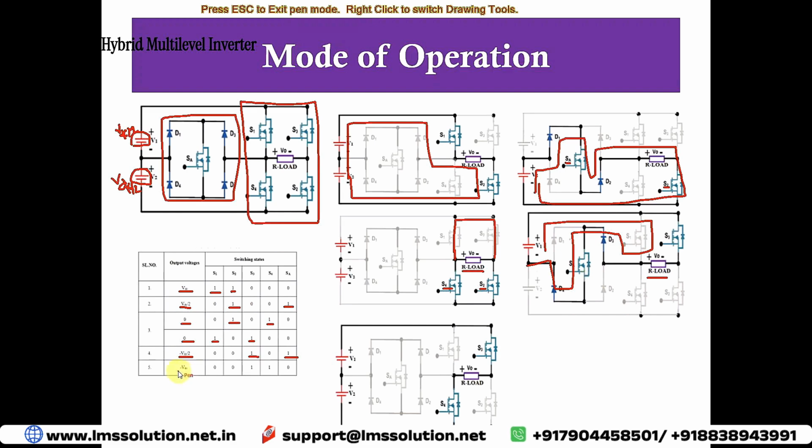For minus VDC, we must turn on S3 and S4. Then the circuit will be closed like this, and the addition of these two voltages, V1 plus V2, will appear across the load with negative polarity. We get minus VDC. This is the operation of this five-level inverter.